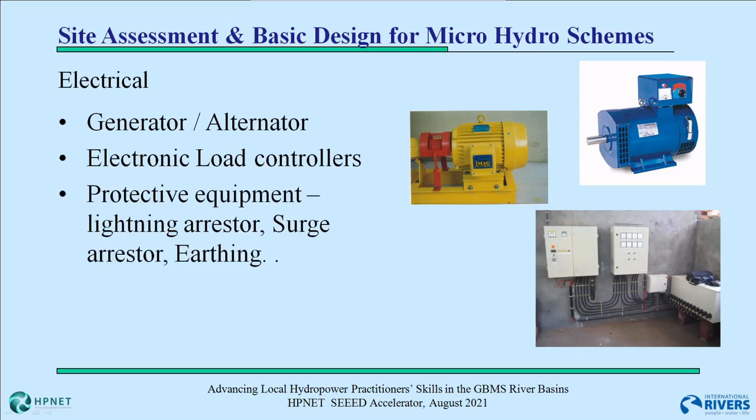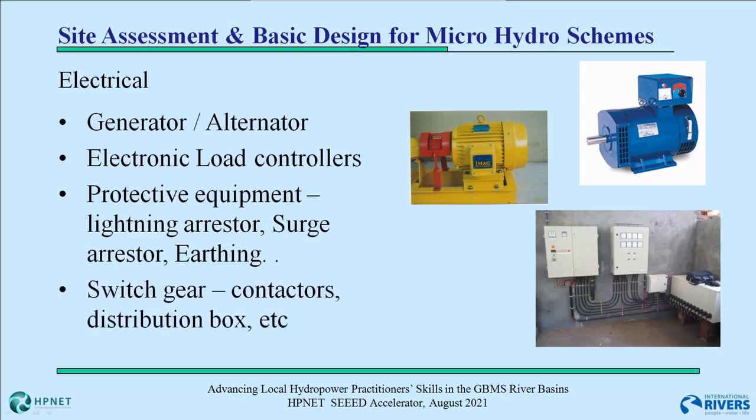Protective equipment like lightning arresters, surge arresters, and proper earthing are very important for the safety of the equipment and operators. Switch gear includes switching contactors, distribution bus bars, and so on. Transmission is usually a low voltage line. It can be overhead or underground.